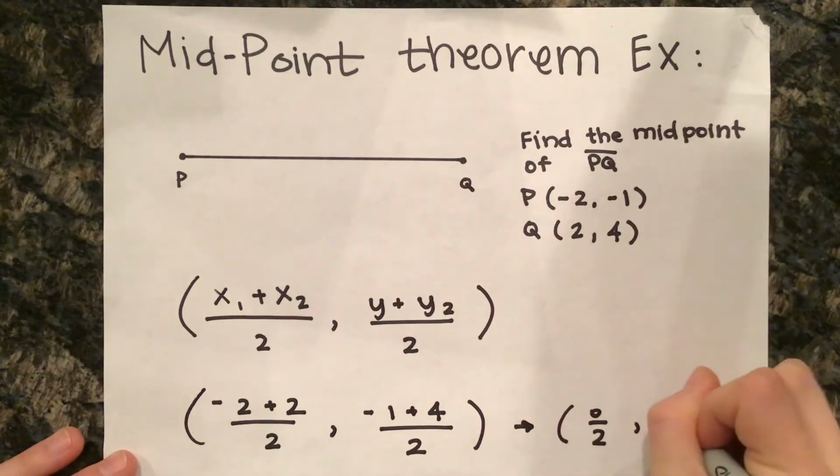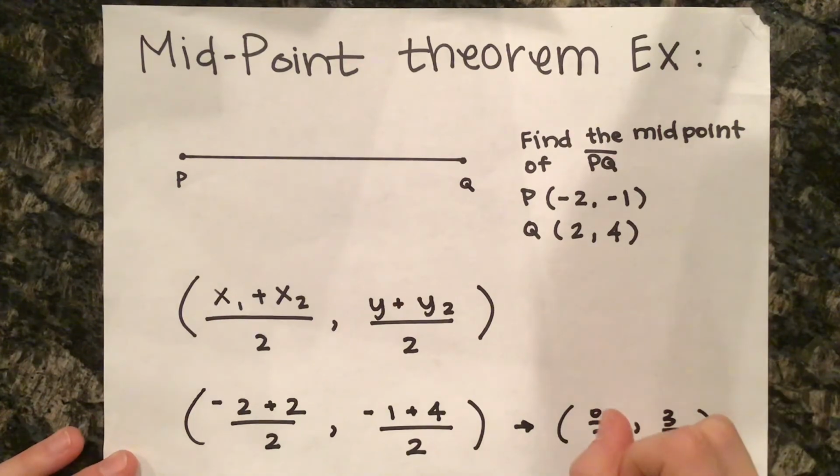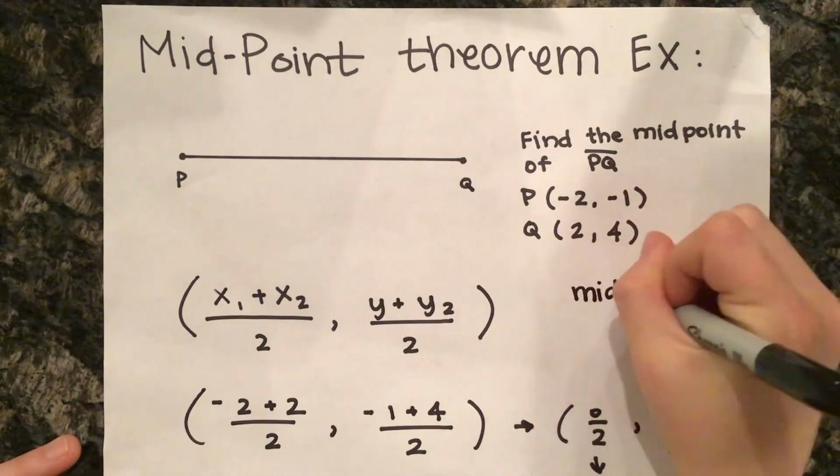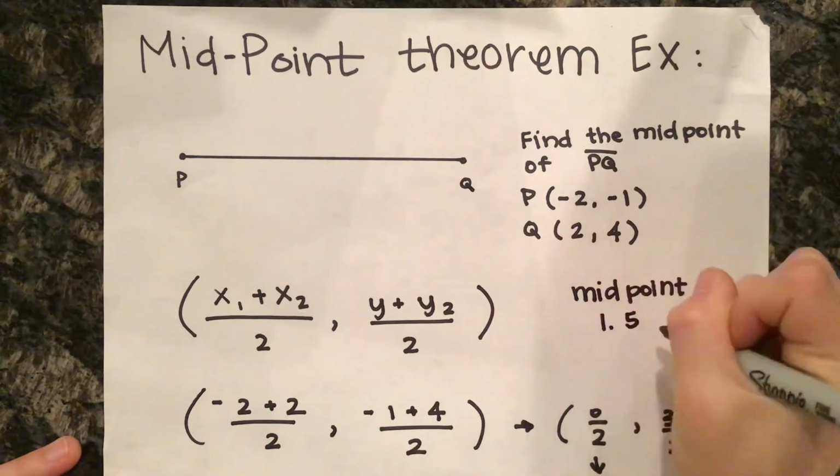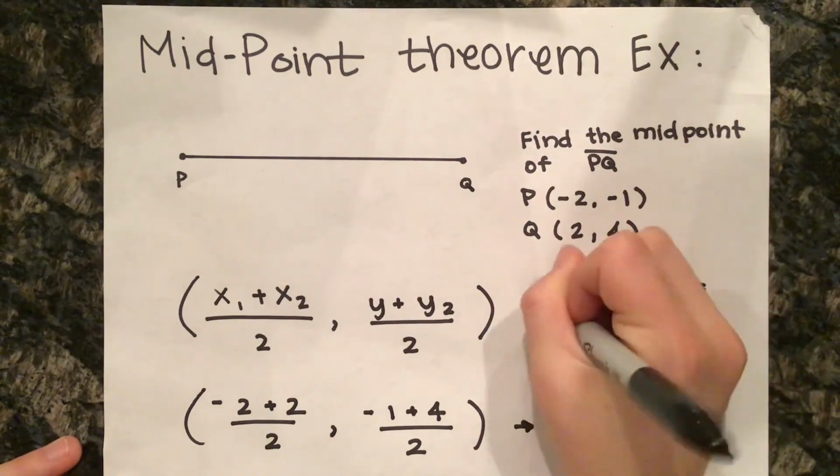This simplifies to 0 over 2, comma, 3 over 2. Then you can say it's (0, 1.5). Then your x-coordinate for the midpoint is 0, and the y-coordinate is 1.5.